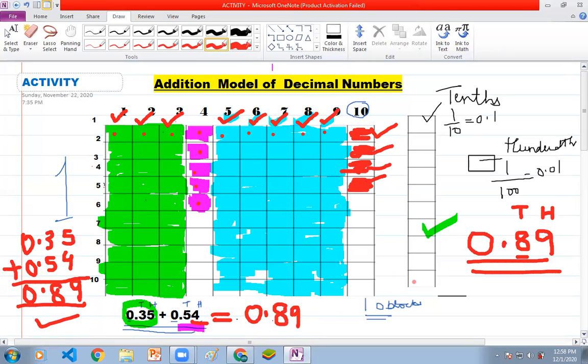This is how you can learn decimals on a graph paper, and it's very interesting and easy also. So enjoy the activity of the addition model of the decimal numbers.